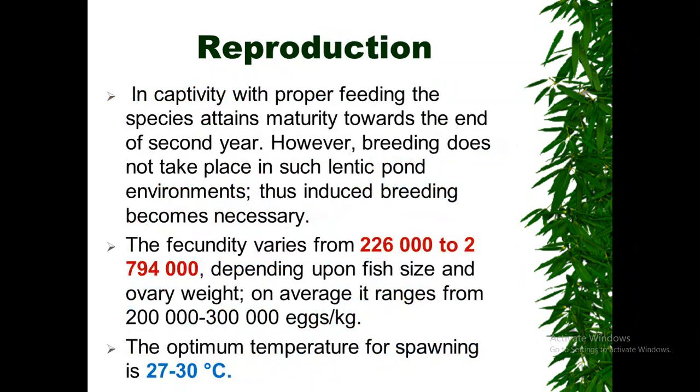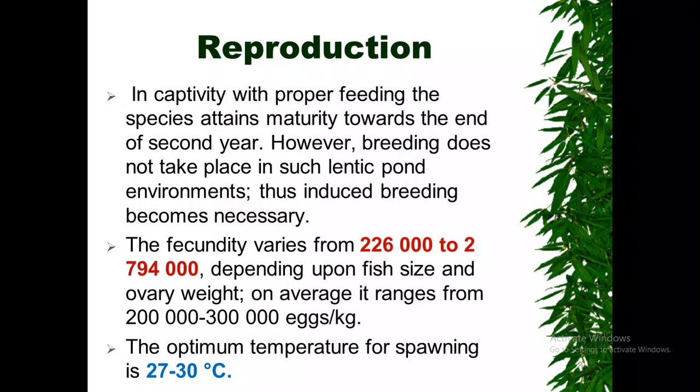In captivity with proper feeding, the species attains maturity towards the end of the second year. However, breeding does not take place in such lentic pond environments. Thus, induced breeding becomes necessary.